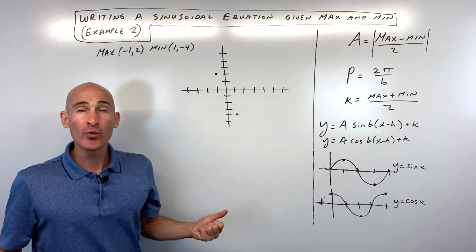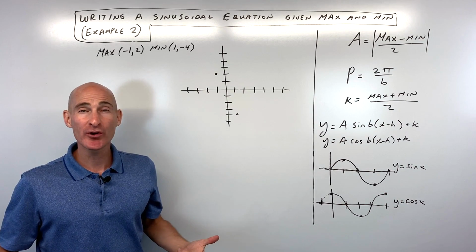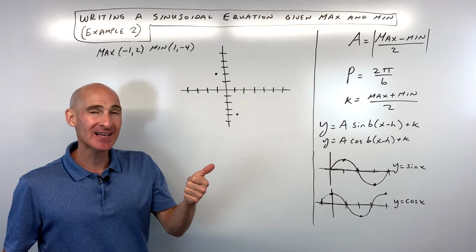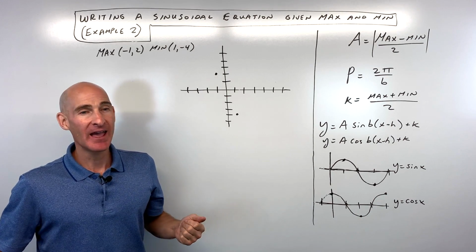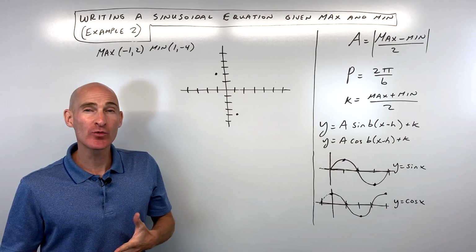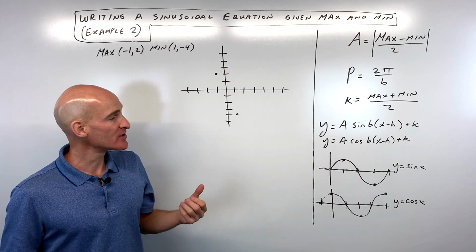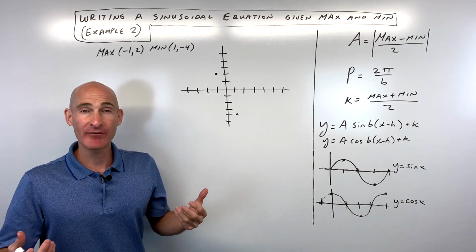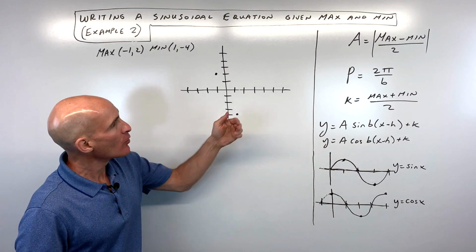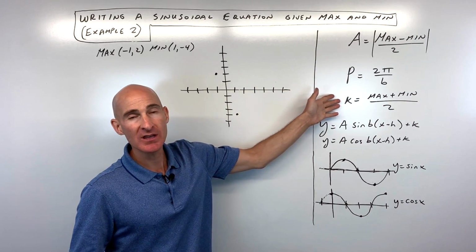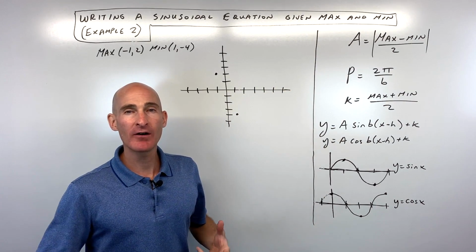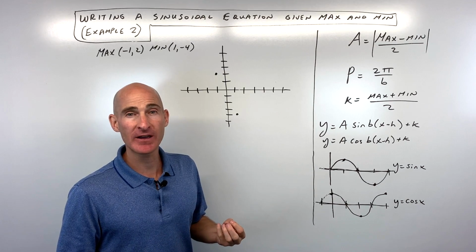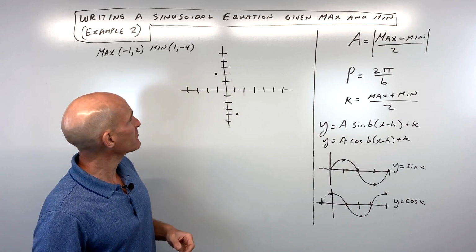Okay, we're going to be working with finding a sinusoidal equation given the maximum and the minimum. And how do we do that? Well, you're already familiar with graphing sine and cosine, so this is a little bit more challenging because we're having to work backwards to find the equation. I'm going to show you how to work with these formulas as well as a more intuitive way of working with it visually by graphing it. So let's dive into this video here.